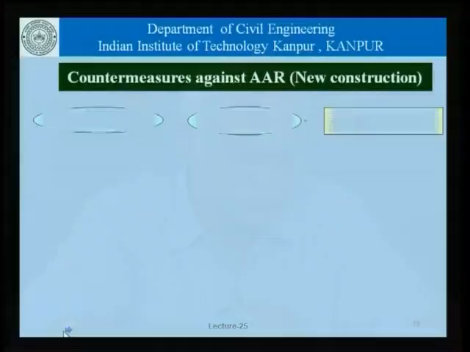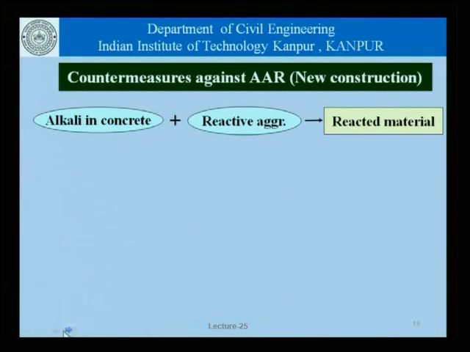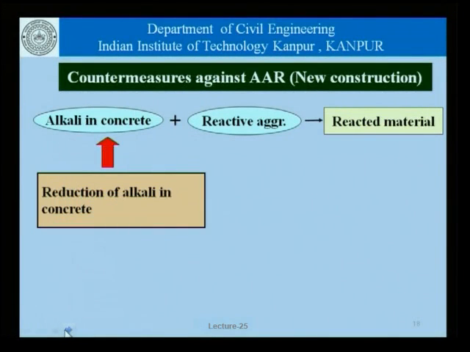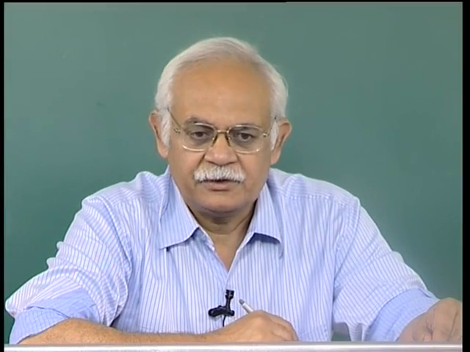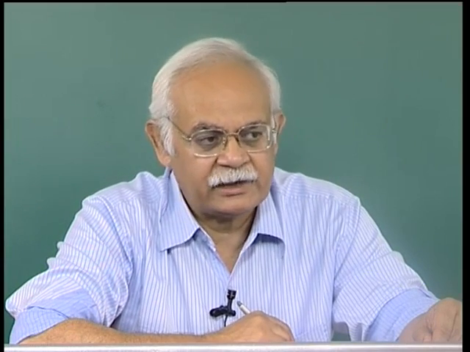So, as far as new construction is concerned, if we revise our fundamentals, alkali in concrete and reactive aggregate gives you reactive material, and that is the thing which we need to control. So, the options that we have are very limited. As far as alkali is concerned, reduction of alkali in concrete is more or less the only option that we have. If we are able to control or we are able to reduce the amount of alkali in the concrete, we have overcome the problem of alkali aggregate reaction.